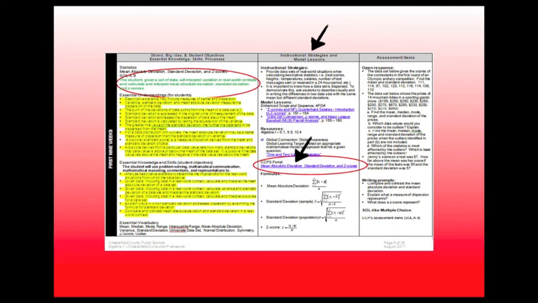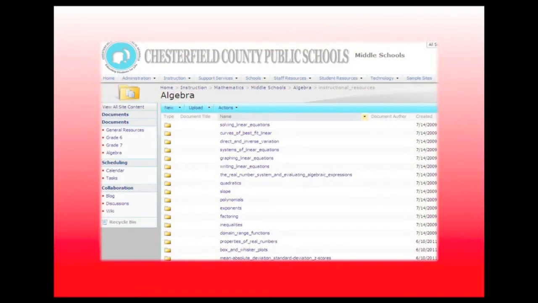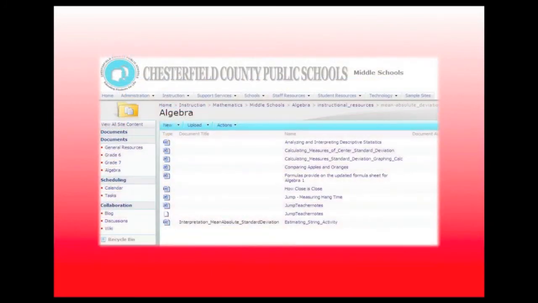You will notice that you are now inside the Mathematics portal page for Algebra I instructional resources. Scroll down to find Mean Absolute Deviation, Standard Deviation. Open the folder to view instructional activities and resources. The latest addition to this group, Estimating String Activity, is listed last.